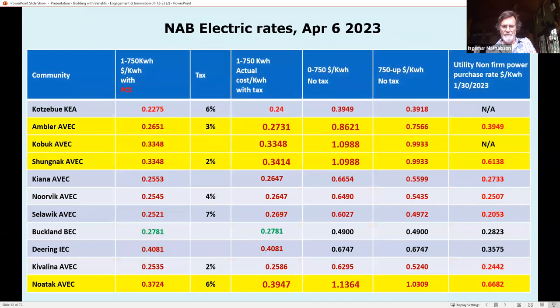And electric prices, of course, reflect accordingly. You can see Noatak at the bottom at $13.14 per kilowatt hour. And that's our latest project that I will talk about in a little bit.